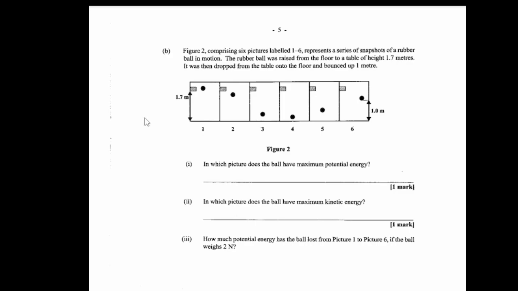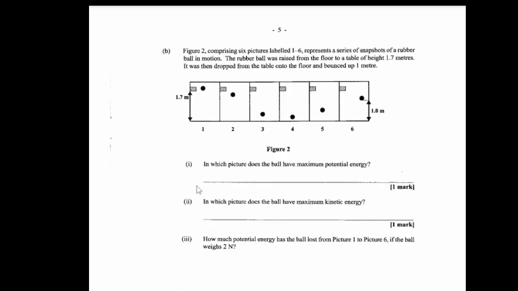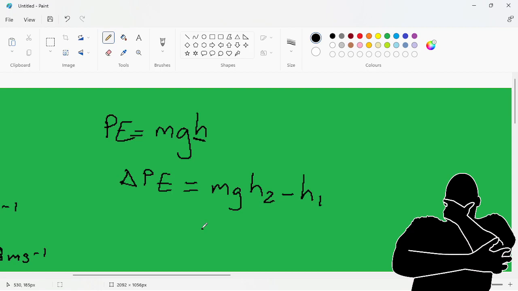Now we have to do a small calculation. How much potential energy has the ball lost from picture 1 to picture 6 if the ball weighs 2 newtons? Well, change in potential energy would be the difference between potential energies. So that would basically be mg(h2 minus h1). Now, the difference in height between h2 and h1 is indeed 0.7 meters. So it would be mg times negative 0.7. mg is the same as weight, which they stated was 2 newtons.